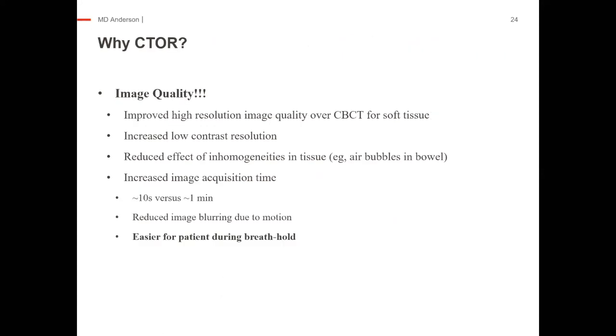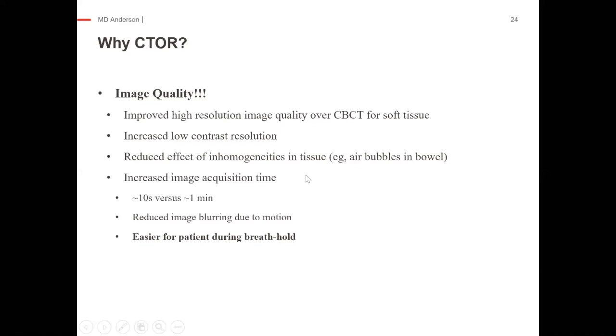So why do we treat all of our patients with CT on rails? In two words, image quality. This is a regular CT scanner, so you have improved high resolution image quality versus a cone beam for soft tissue specifically. Increased low contrast resolution, which is very useful for livers in particular. There's reduced image artifacts that are a result of inhomogeneities in the tissue, such as air bubbles and bowel.